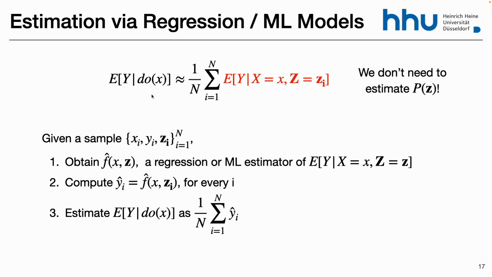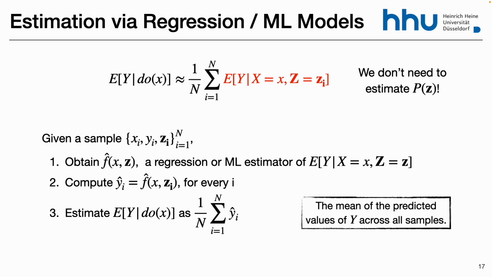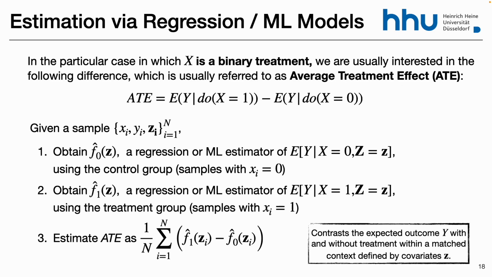So you just need to compute what's the effect under the placebo, X equals 0, and the effect under the treatment, X equals 1. This is called then the average treatment effect. So when you have just the expectation of Y given do X, you are just considering the average causal effect. But when you have a binary treatment, they call it average treatment effect because then it computes the difference.